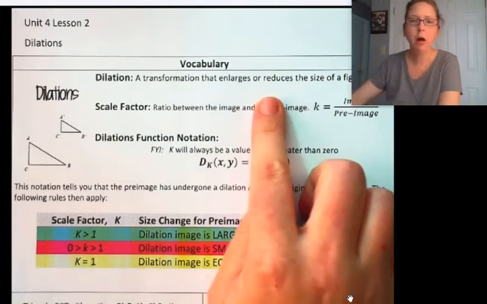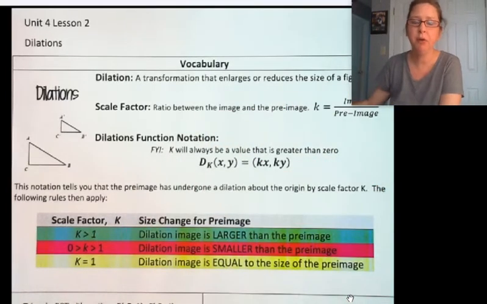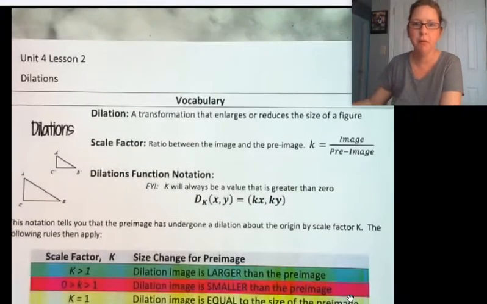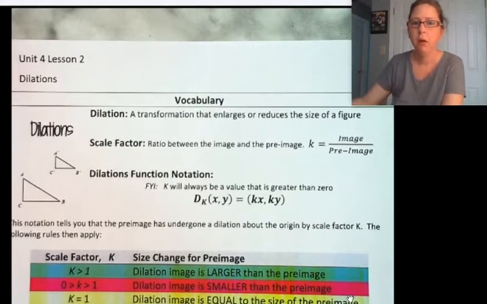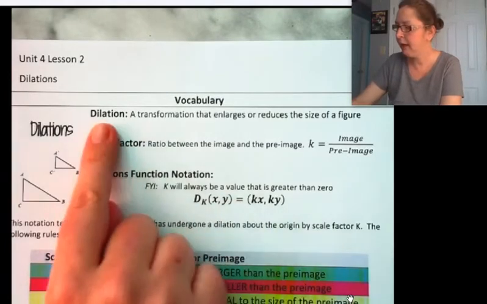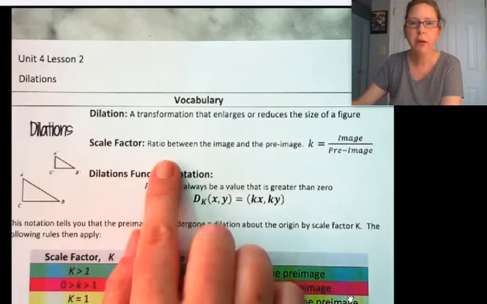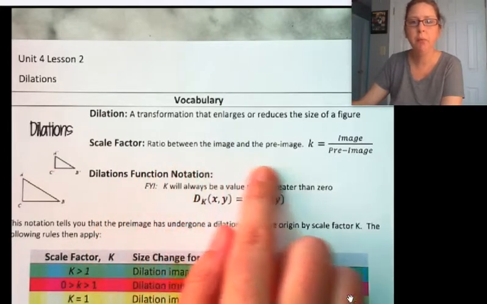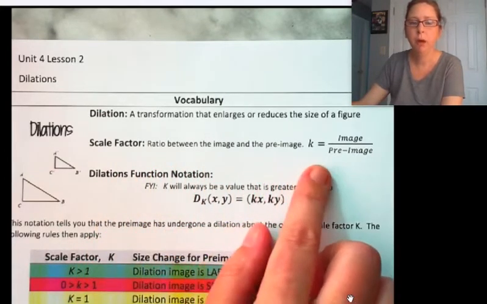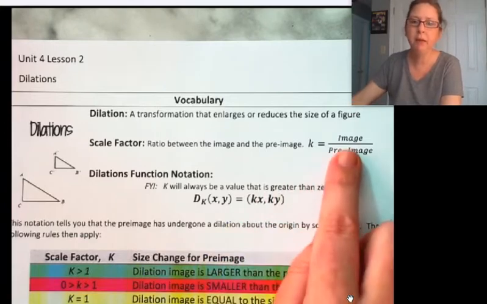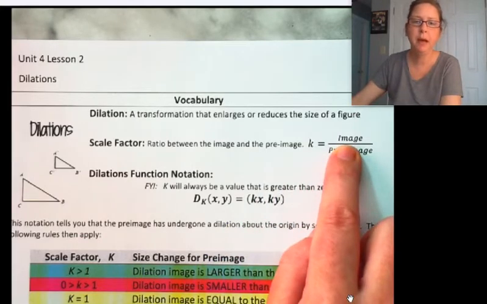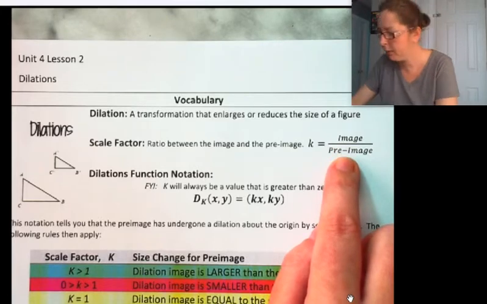And so all of the notes I've already typed here for you. There's nothing to fill in. Let's just go over everything one at a time. So we've discussed dilation. Scale factor is a ratio between the image and the pre-image. So I want you to remember that the image is what you get after. The pre-image is what you begin with.